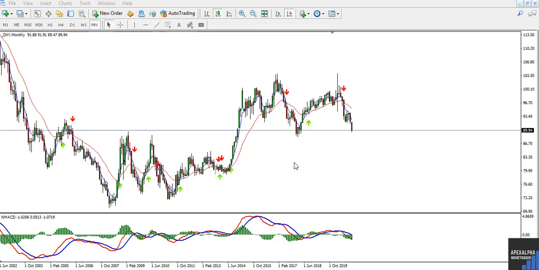Today I want us to have a quick look at what the dollar index is saying, and I'm going to break tradition this time around. I'm not going to show you an analysis of the other majors.